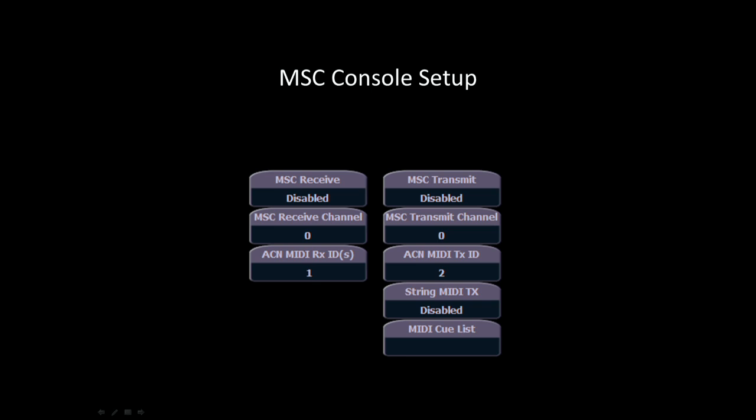The ACN MIDI transmit ID and receive ID are equivalent to those numbers that are from the gateway configuration editor. The MIDI string MIDI transmit is whether or not you're going to send MIDI raw, which is basically MIDI note. And then you have MIDI cue list. This is what actual cue list, if you wanted to specify, the console would always be sending out. So if you only wanted it to send list 1, you could specify only send list 1.